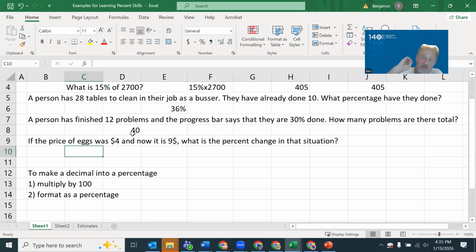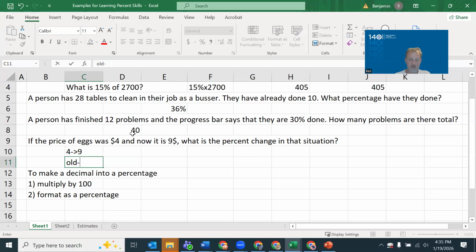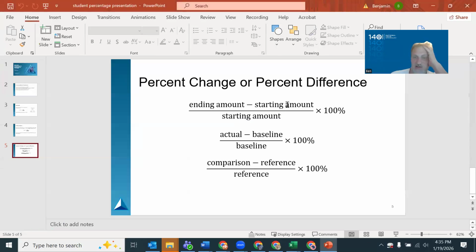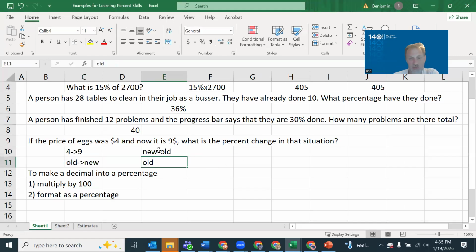What's the percent change? So there is a chronology implied here and a nice little mechanism to scaffold these problems is you have the old and you're going to the new. So then the subtraction is new minus old, and we're going to divide by old. And the one that I'm modeling here, but using different words, is ending amount, starting amount. So we started at 4, we ended at 9. So that's the new minus old. So when there's chronology involved, new minus old divided by old is a nice shortcut to get there.